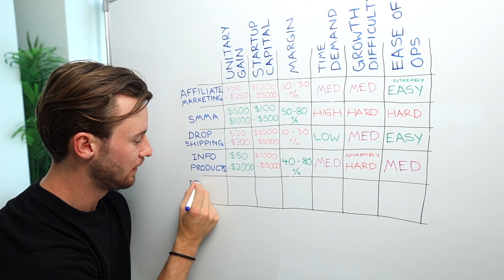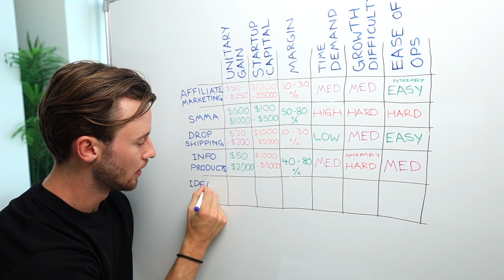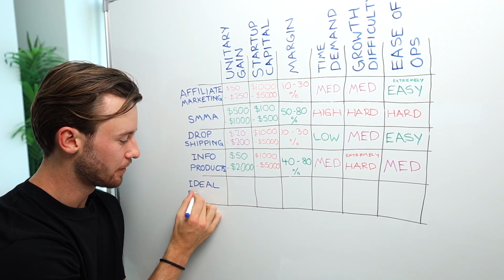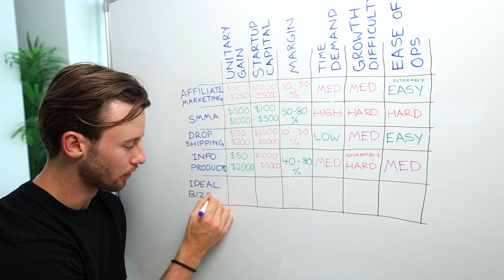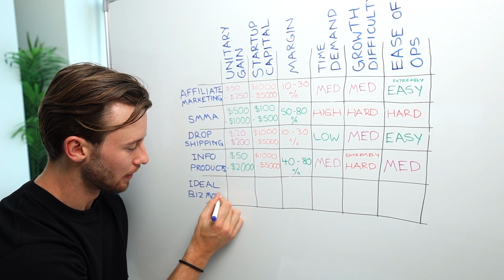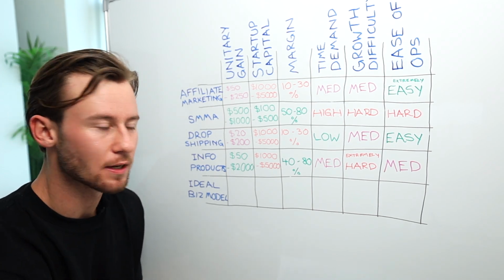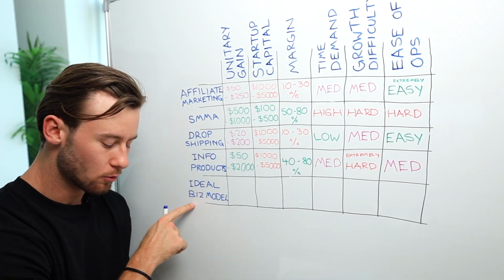Now, let's fill out this last row with, what are we going to fill it with? The ideal business model. This is from my experience, making 25 mil online. That's in revenue, not profit, by the way. People get mad at me when I say that. They're like, oh, you didn't make 25 mil. Yeah, I made it in revenue. It just sounds cooler. Ideal business model.